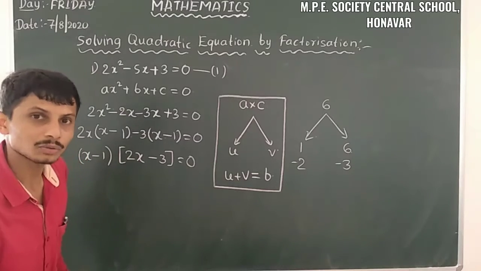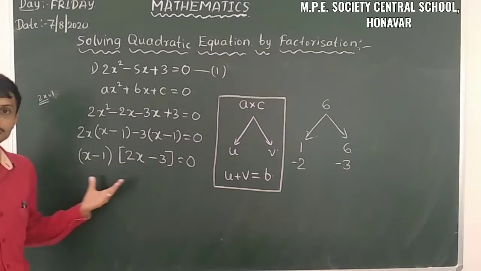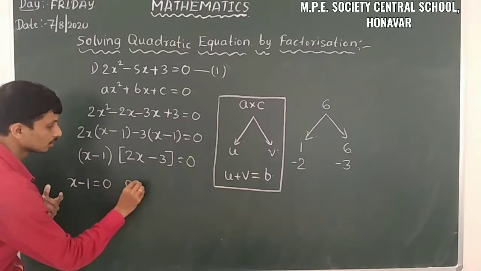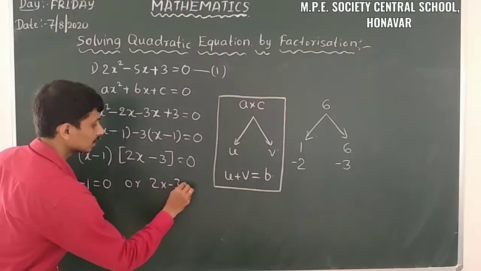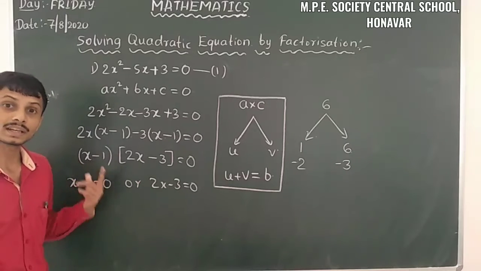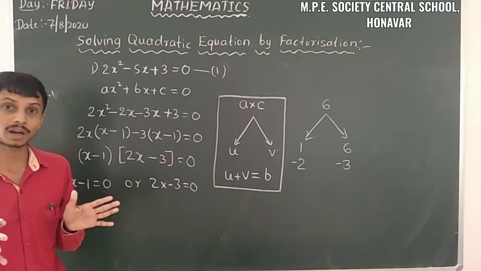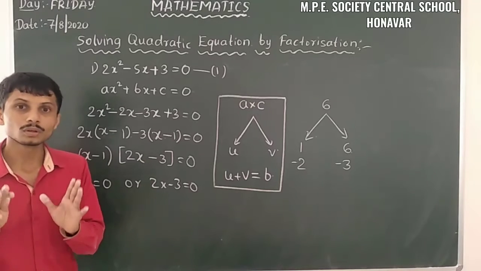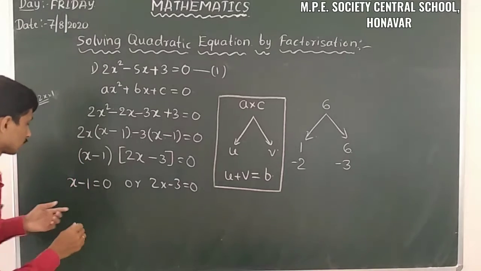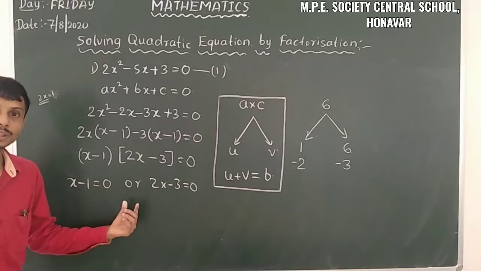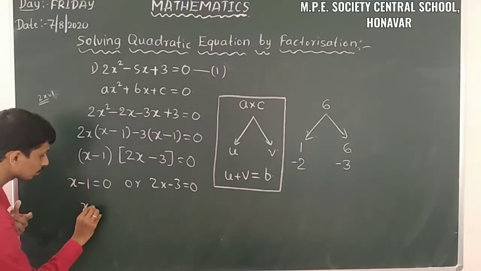So that means we have to take them separately. That means x minus 1 can be 0 or 2x minus 3 can be 0. Both chances are there. So the equation splits into two parts. That means here we get two separate roots. When we are transposing minus 1, after transposing it becomes plus 1. That means x is equal to 1.